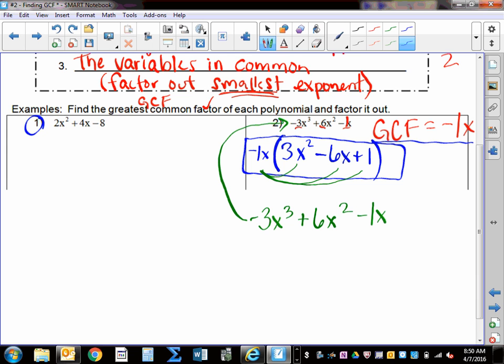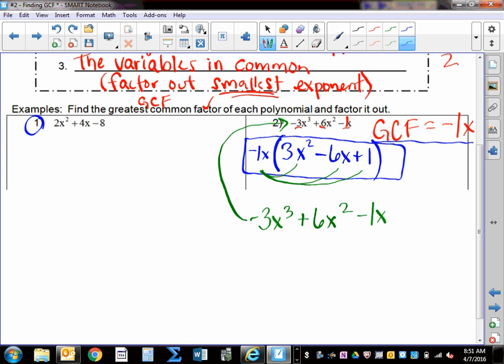When I factored out my negative, what did that do to each of my signs? Opposite. Yeah, it changed them. Because remember, a negative times a positive is a negative. A negative times a negative is a positive. So when you factor out a negative, all it does is just change your signs. So that might help you out too. Okay, so there's no negative to factor out.